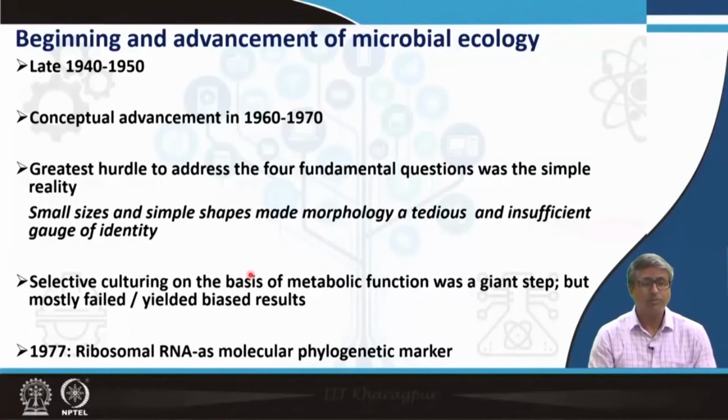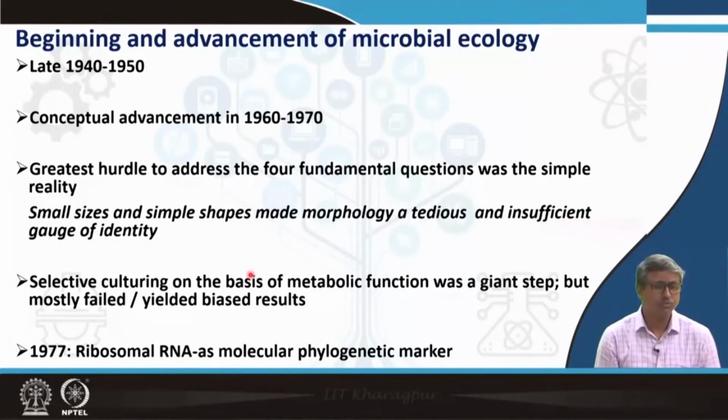Now we will briefly talk about the beginning and advancement of microbial ecology. It started maybe before 1840 or so, but it was discussed and researched during the 1940s and 50s, based mostly on cultivation-dependent or pure culture based concepts. Conceptual advancements were made in the 1960s and 70s, as we started realizing that many organisms are not cultivable. So, we are not able to cultivate all organisms.